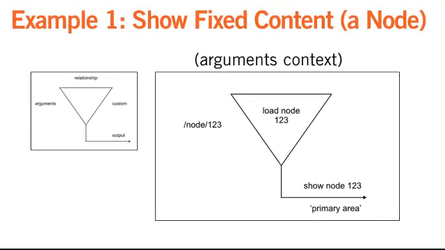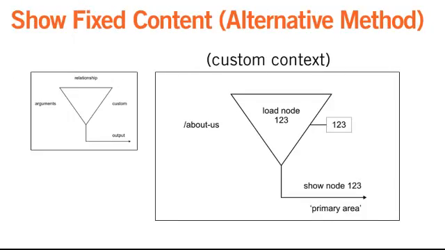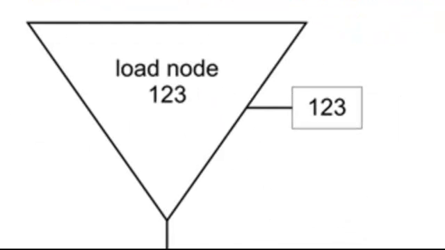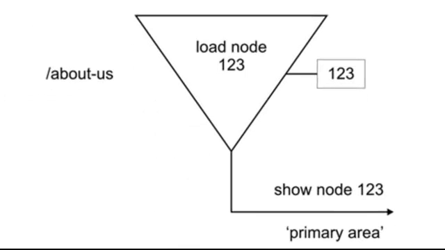Same thing, exactly the same results, but done differently through a custom context. So instead of passing information through the path, we pass it directly, the node ID, 123. The path is free, so there's a more semantic path, and the same results can be accomplished. So the output is basically show node 123 in the primary area, in that region.